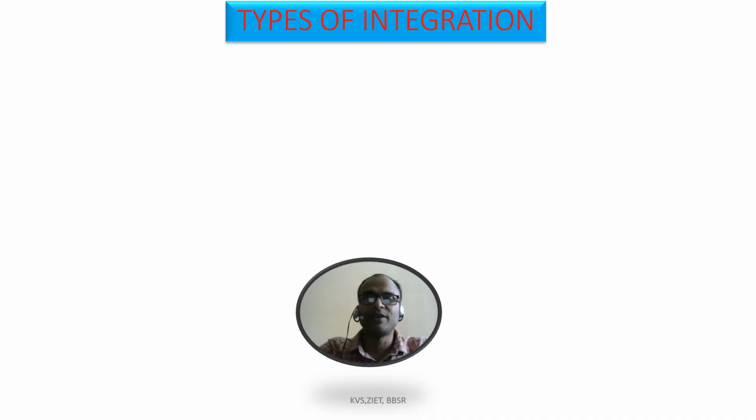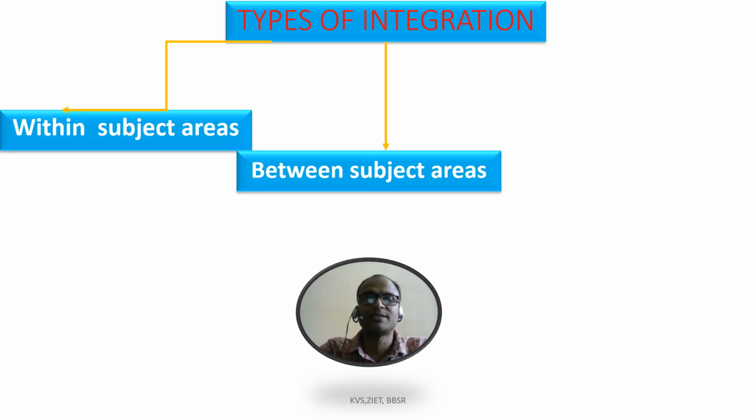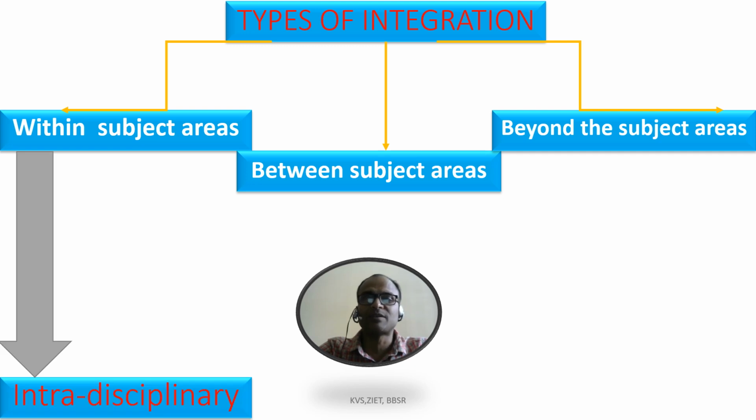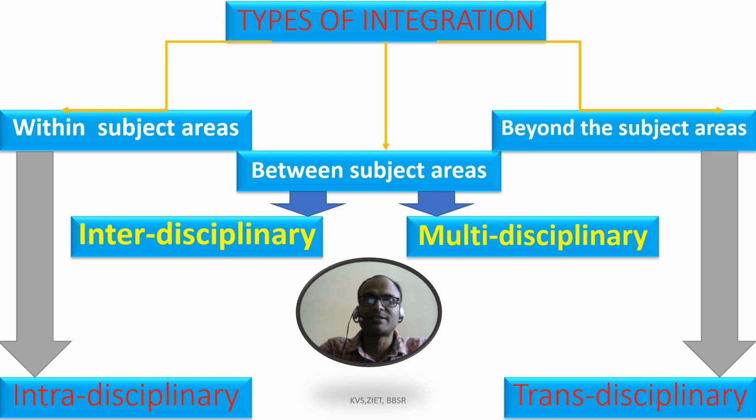Friends, in the last video we discussed types of integration. As we discussed, we can integrate our lessons in three different ways: within the subject areas, between subject areas and beyond the subject areas. When we integrate within subject areas, it is called intradisciplinary integration. If we are integrating between the subject areas, it can be done in two ways: interdisciplinary integration and multidisciplinary integration. When we integrate our lesson beyond the subject areas, it is called transdisciplinary integration.